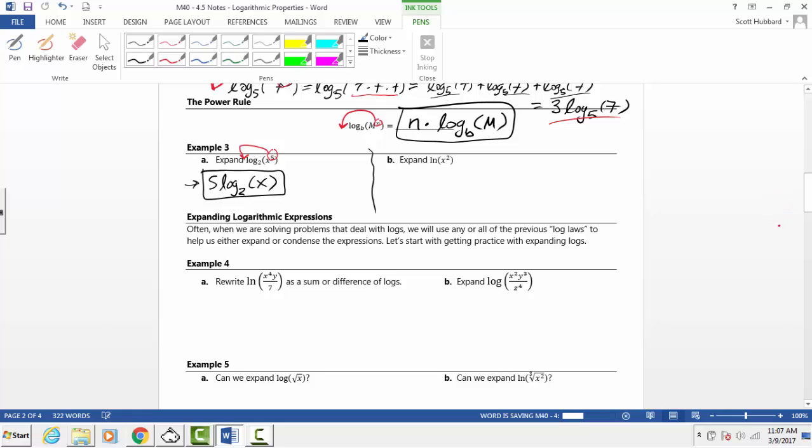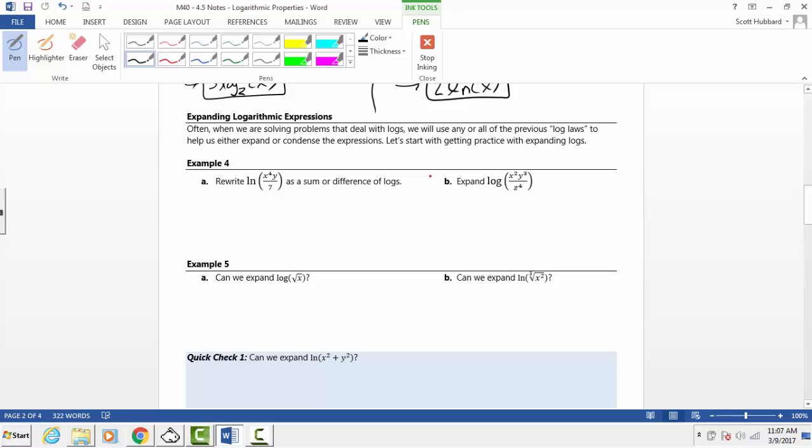So let's go ahead and do this next one, ln of x squared. So again, this is going to be power rule. So the 2 here comes in front. And so we get 2 times ln x. Like that.